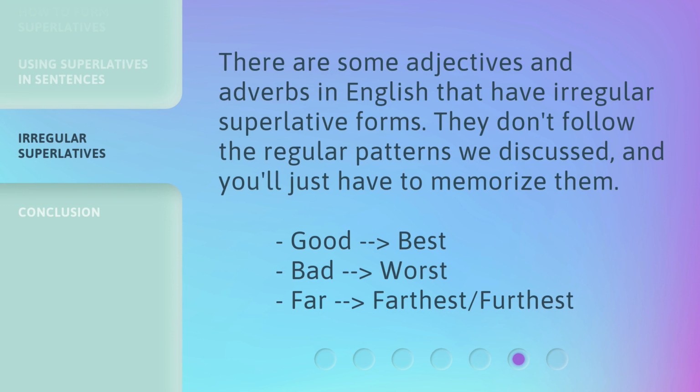There are some adjectives and adverbs in English that have irregular superlative forms. They don't follow the regular patterns we discussed, and you'll just have to memorize them. Good, greater than best. Bad, greater than worst. Far, greater than farthest, furthest.